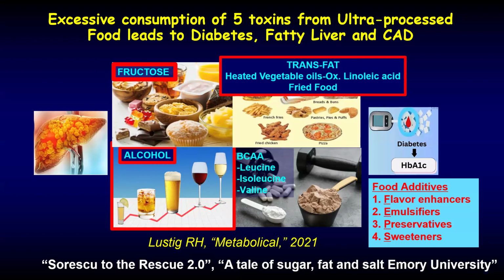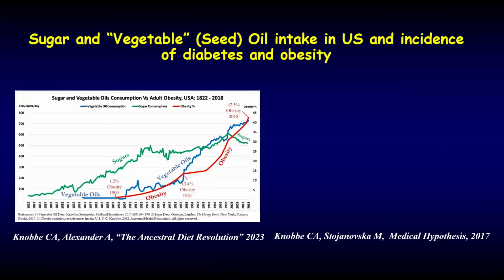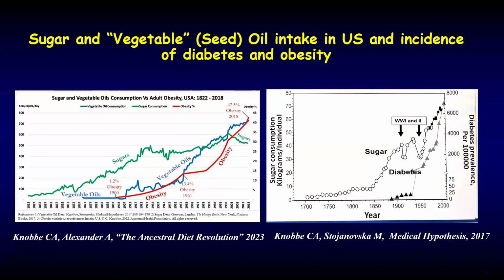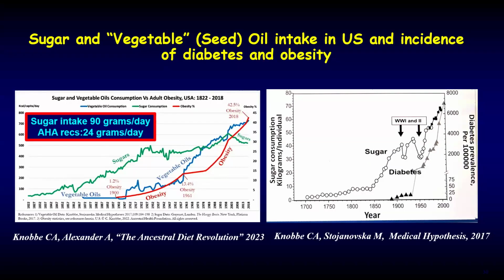And when you look at sugar and vegetable oil consumption in this country since the 19th century, you see the correlation with obesity. Vegetable oils, we used to have zero up to about 1900, and Crisco introduced the first vegetable oil, and now we are at about 80 grams a day, from 0 to 80 grams a day. And actually it's more than the saturated fat that comes from meat. The same with sugar consumption. We increased to about 90 grams a day. That's about 4 times more than the American Heart Association recommends.